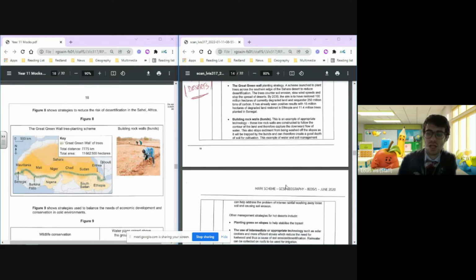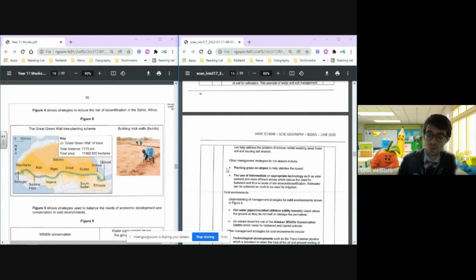infiltrate the ground. Another few examples you could have mentioned would be the use of intermediate technology and planting grass on slopes to help stabilize the topsoil. Okay, again, you've got 2 case studies given to you. Use them, but you can't just use those. You have to use your own examples too.